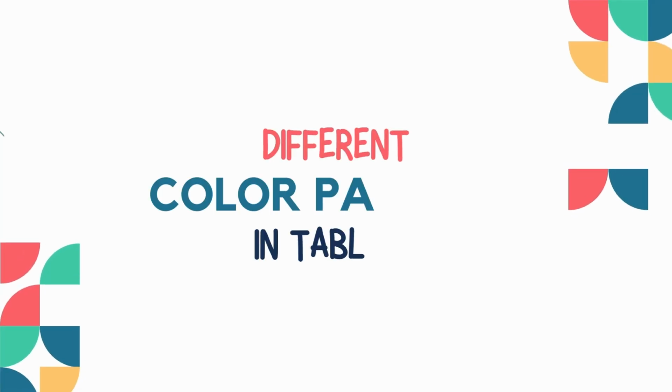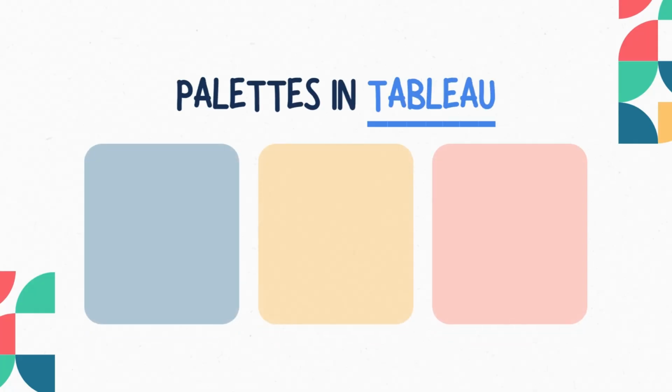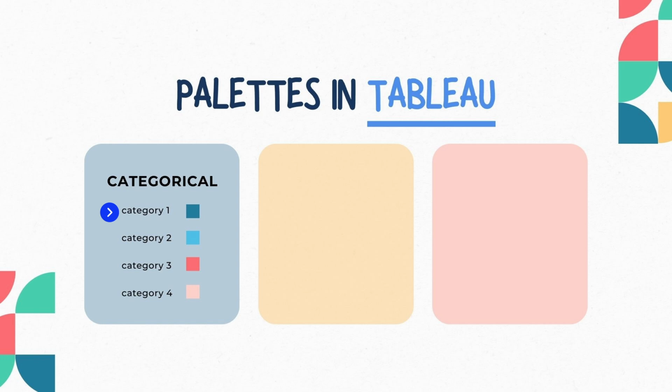So let's go ahead and first understand what the different types of color palettes available in Tableau are. Now Tableau offers three different types of color palettes. The first one is a categorical color palette. As the name suggests, specific colors can be given to different categories. So each and every category, let's say category 1, can have a specific color compared to the other categories. These do not need to be from the same palette. They are just different colors to identify different things in a particular category.